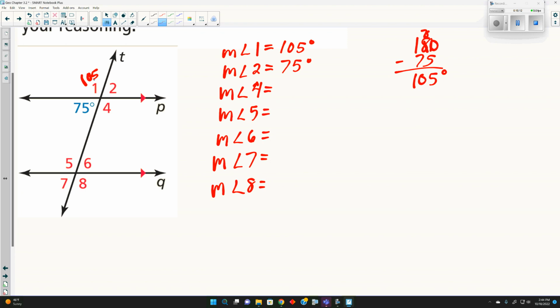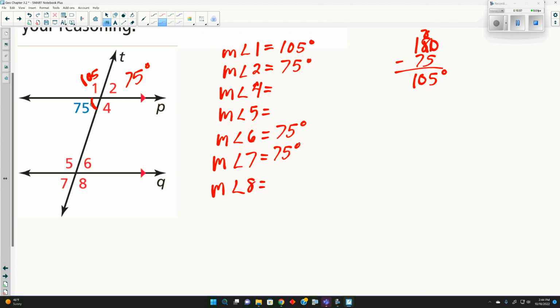But we found out 2 is 75, yes? What do we know about 75 and angle 6? Alternate interior angles are congruent. So angle 6 is 75 degrees, yes? How about our 75 degrees and angle 7? They're on the same side of the transversal, yes? And on the same side of the line, yes? So they are corresponding, and corresponding angles are congruent. We also know 7 and 6 are vertical angles, so they have to be congruent.